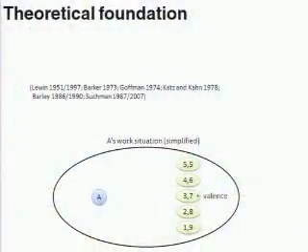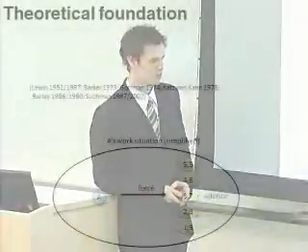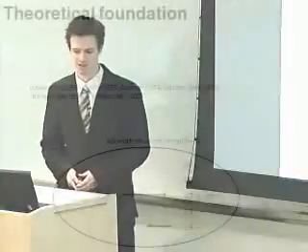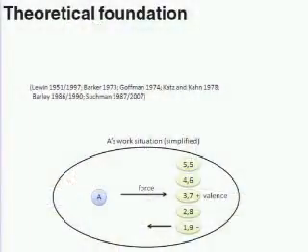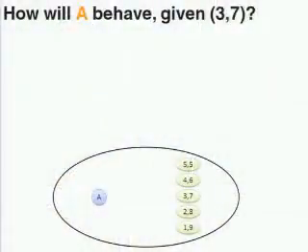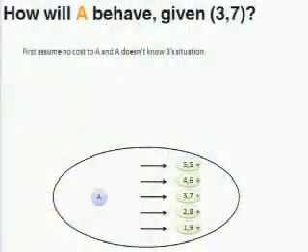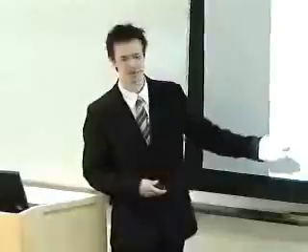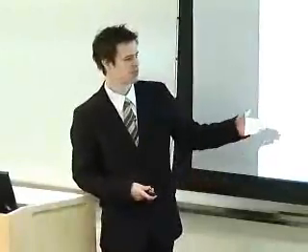Each of the regions may have a valence, which is positive or negative, and a valence corresponds to a force. A positive valence is a force acting on A towards that region of activity, and a negative valence corresponds to a force pushing A away from that region of activity. So our question is, how will A behave given 3 and 7? Well, let's first assume that A doesn't know B's task and that there's no cost to cards, such that every goal region will have a positive valence with an equal force leading A towards any of those regions.